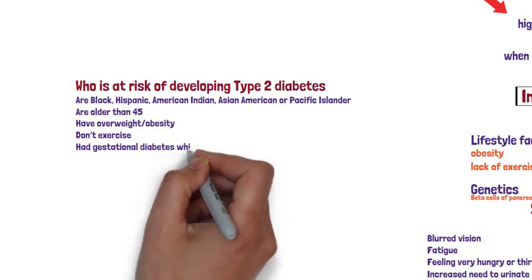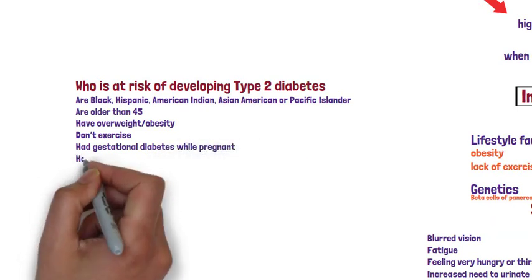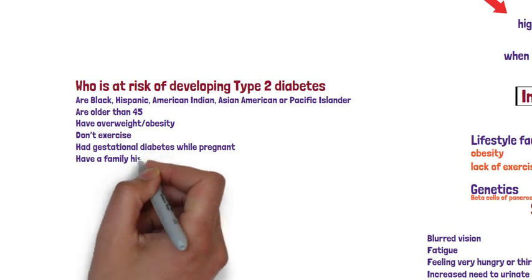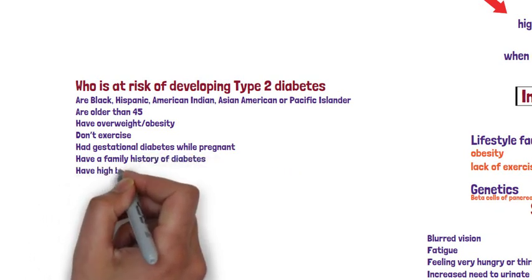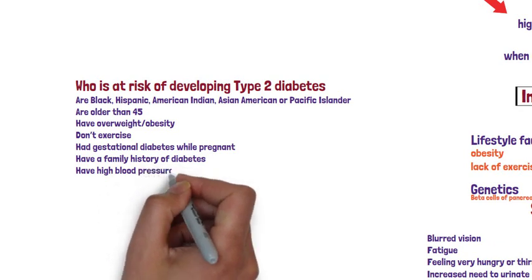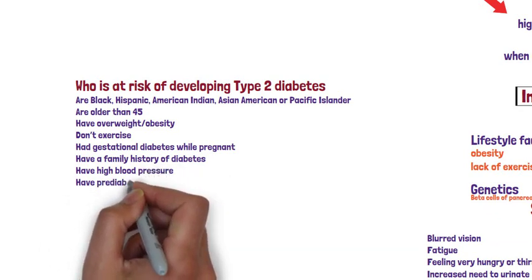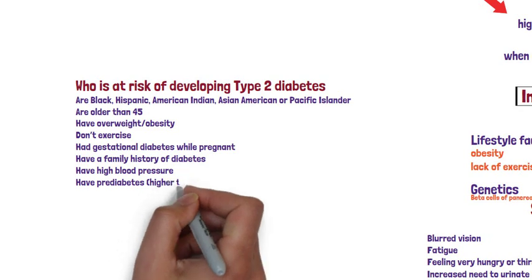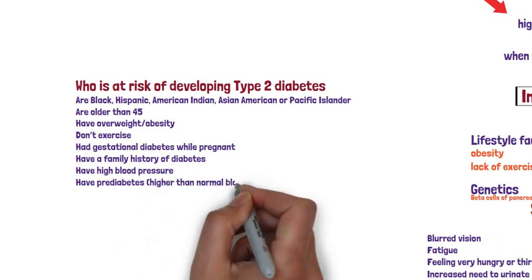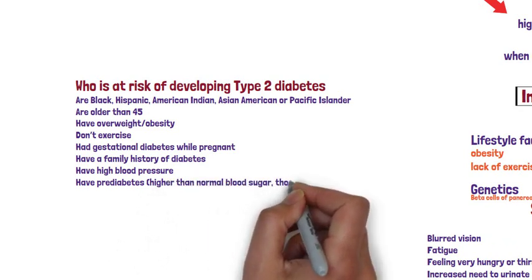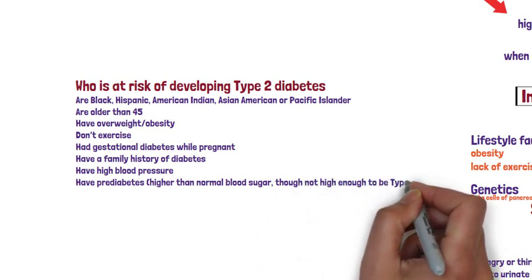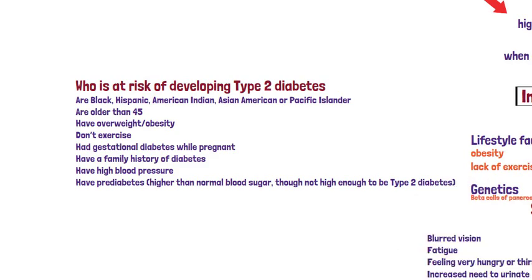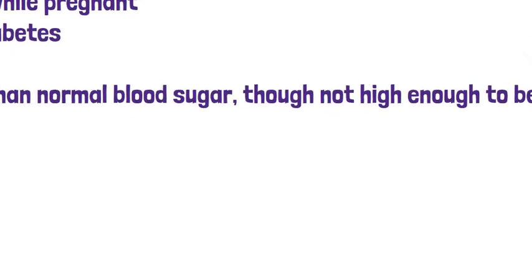Or if you are overweight or obese, if you don't exercise, if you had gestational diabetes while pregnant, if you have a family history of diabetes in your parents or siblings, that's why you have a greater risk of developing type 2 diabetes. If you have high blood pressure, or if you have pre-diabetes, higher than normal blood sugar, but not enough to be type 2 diabetes.